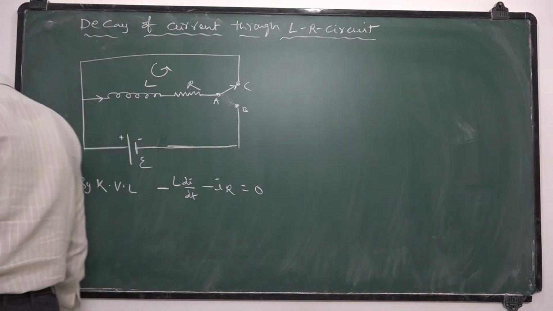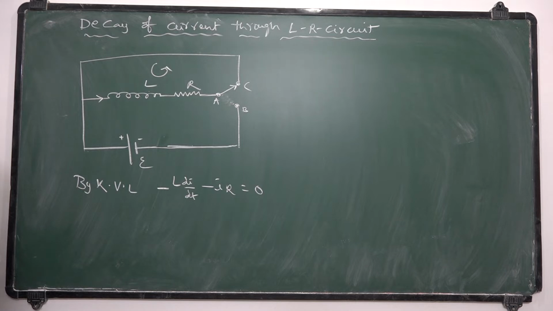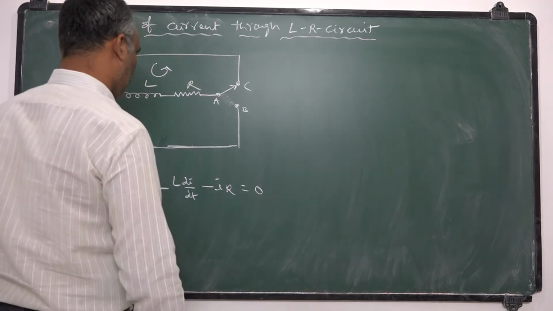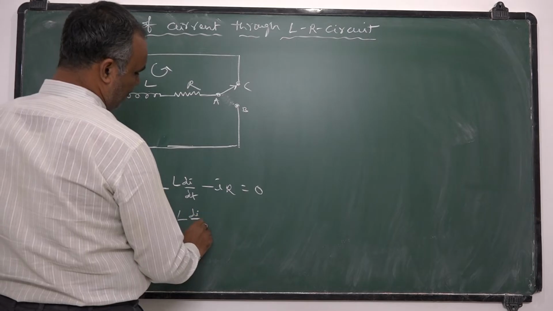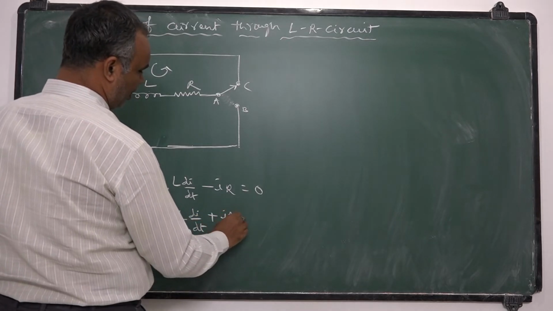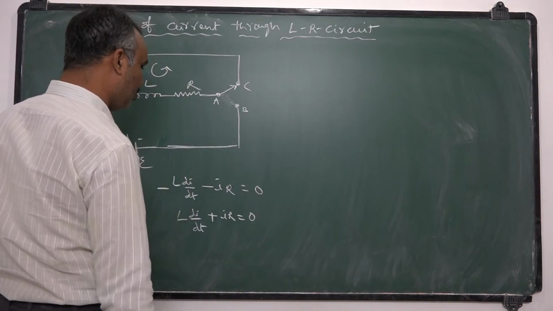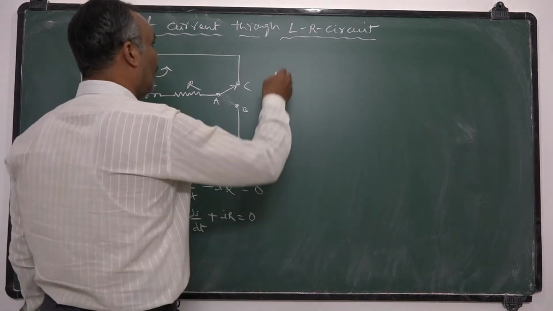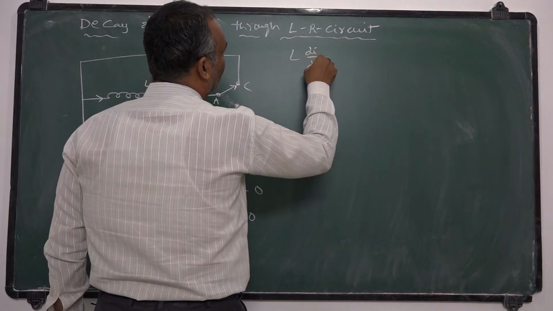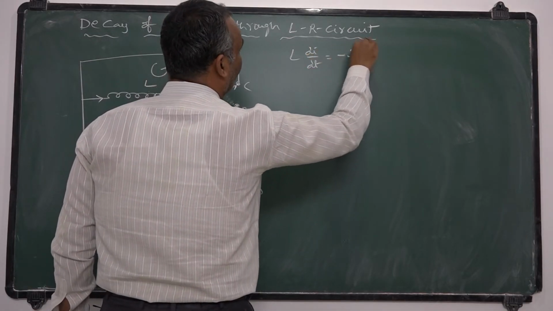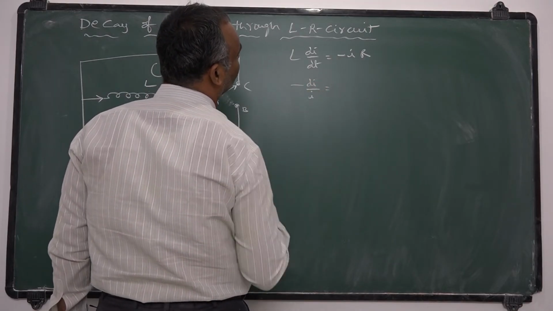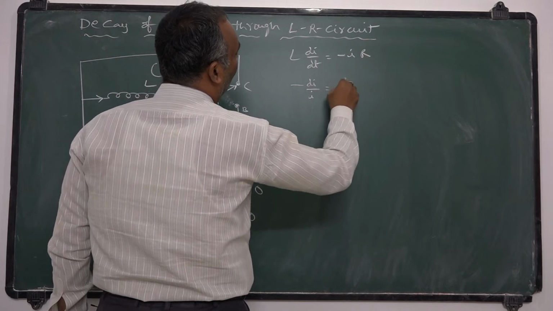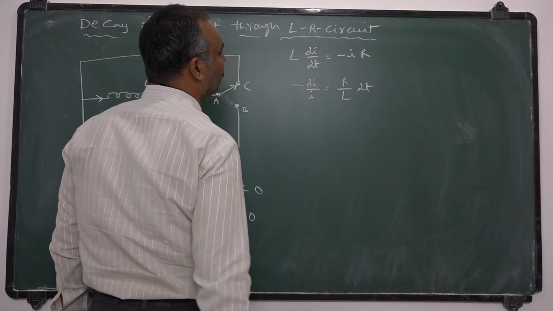Now, again, let me do the simplification like the earlier way. L into di by dt plus IR is equal to 0. L into di by dt is equal to minus IR. Minus di by I is equal to R by L into dt.